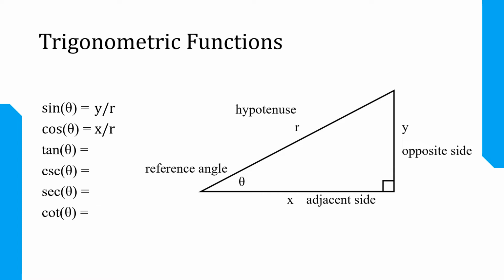So for cosine, we would do the adjacent side, which is x, and divide that by the hypotenuse. For tangent, we would do the y variable over x, which is opposite over adjacent. And when we go to cosecant, secant, and cotangent, they are like the inverse of sine, cosine, and tangent. So cosecant is the inverse of sine, so it would be r over y, or hypotenuse over opposite. For secant, it is the inverse of cosine, which is r over x. And lastly, the tangent and cotangent are inverses of each other, and cotangent would be x over y.